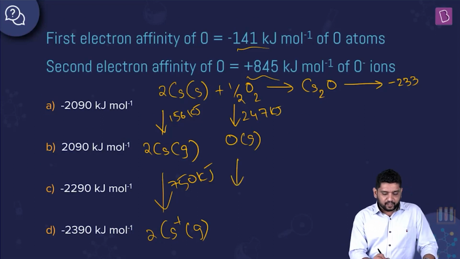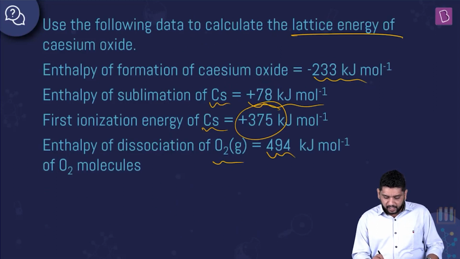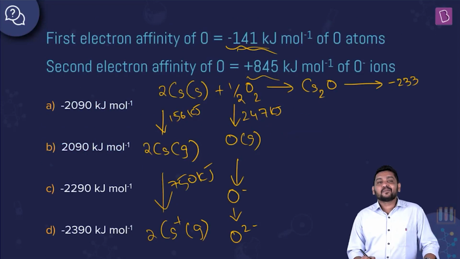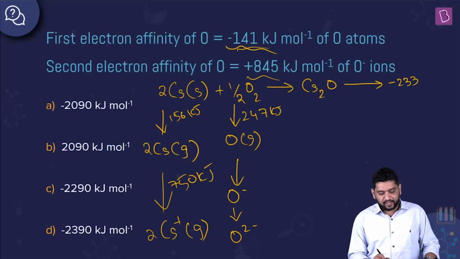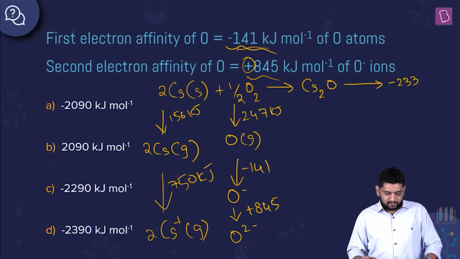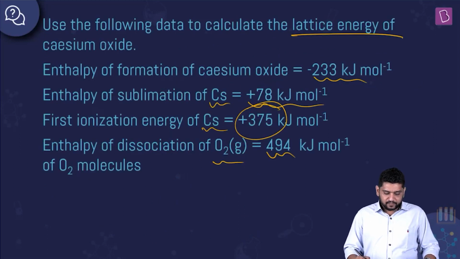Then after that, I'm converting this into O minus, and then I'm converting this into O2 minus. So minus 141 kilojoule per mole is the first electron gain enthalpy. So here it is minus 141, and in the second step it is endothermic, plus 845 is what is required here.